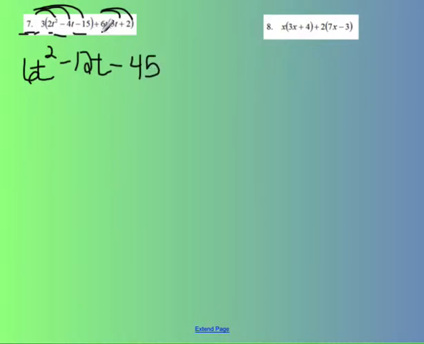Then we want to take this 6t and distribute it to everything. 6 times 5 is going to be 36. Or 30, sorry.